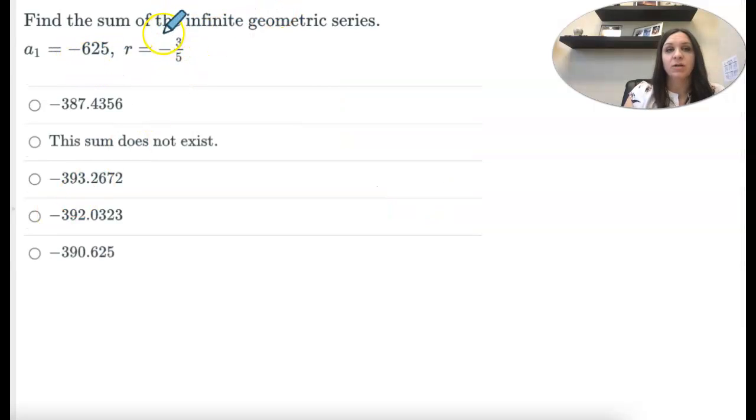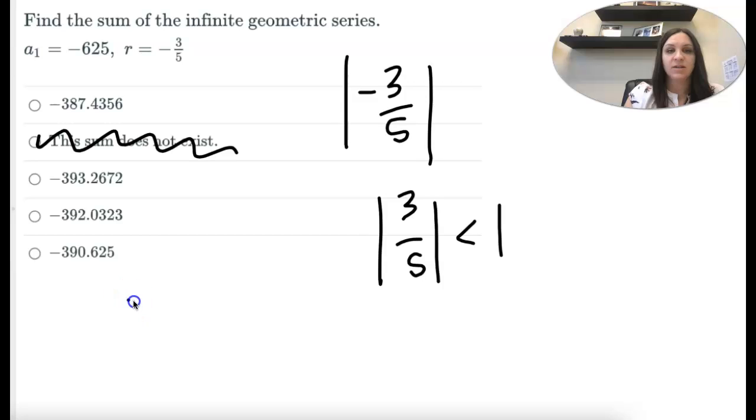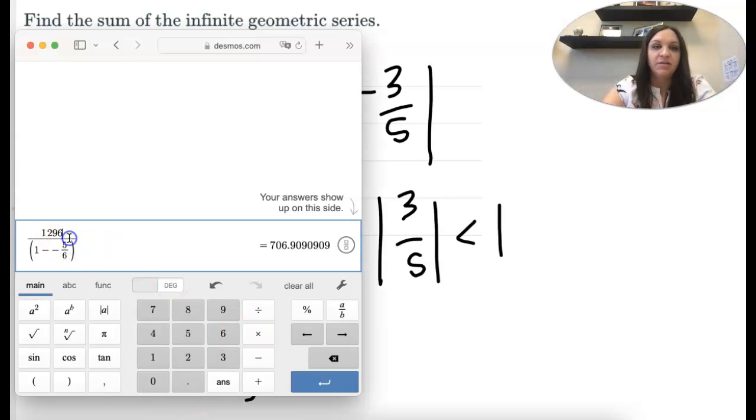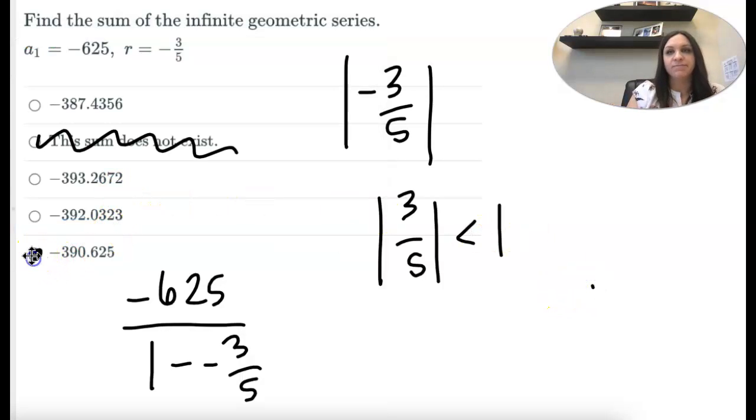Alright, one more. Look at r. Take the absolute value, so it's positive. That's less than 1, so the sum does exist. Then we take the first term divided by 1 minus r. So -625 divided by 1 minus r. -390.625. That would be our sum.